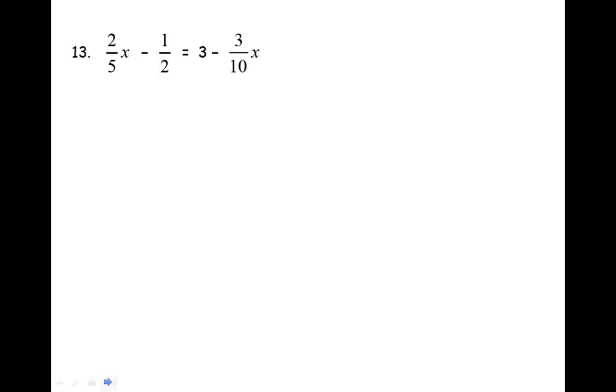we could get rid of them. To clear the denominators, or to get rid of the fractions, we need to multiply by the LCD. Now, the fractions we have here have a 5, a 2, and a 10 in the denominator, so the LCD of those three numbers would be 10. So if I multiply everything by 10, it should clear the fractions.